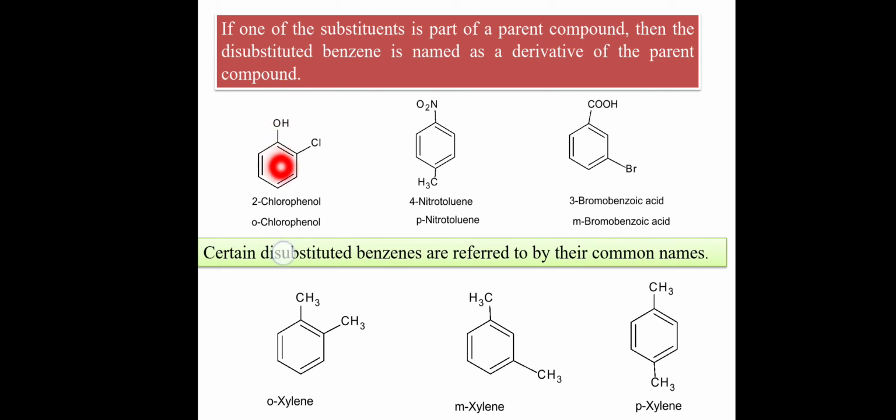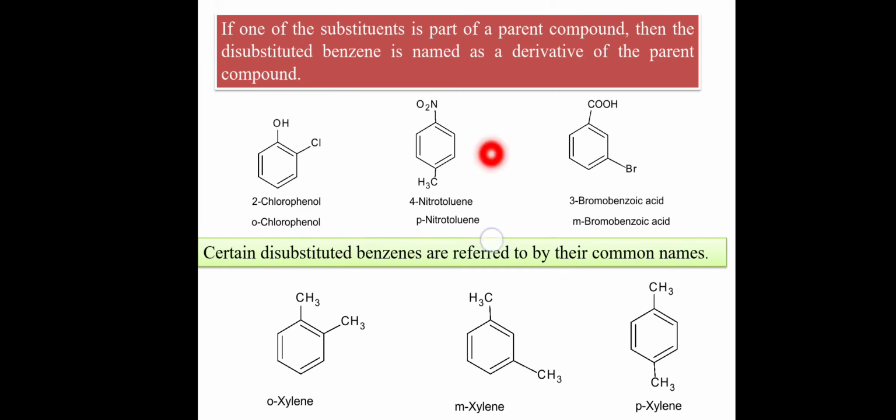Here, of course, the numbering will start from this hydroxyl group, OH group, having number 1, and chlorine having number 2. Hence, the name of the compound is 2-chloro, and the parent compound is phenol. Therefore, 2-chlorophenol. Now, the hydroxyl and the chlorine, they are in a 1-2 relationship, or they are ortho to each other. Hence, the name of the compound is ortho-chlorophenol.